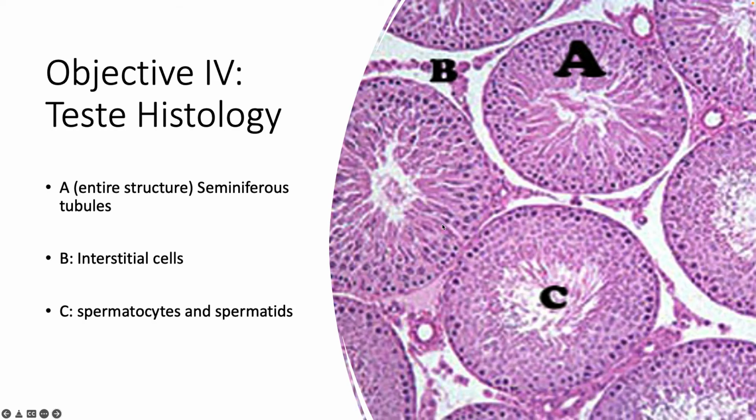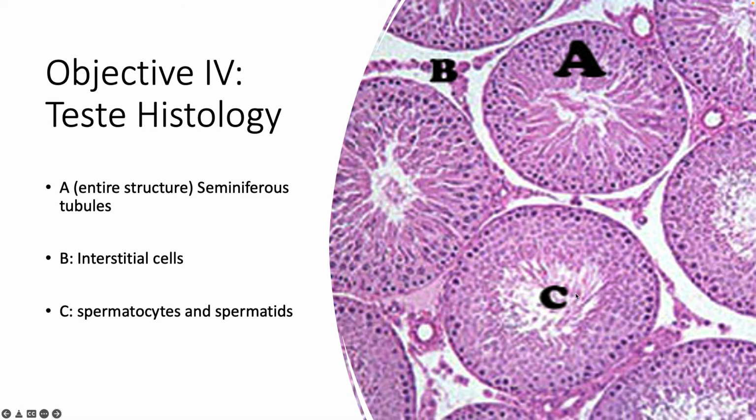Moving on with Objective 4, we need to be able to identify a couple different things histologically. What you're looking at here is a cross-section of some seminiferous tubules inside of the testes. These seminiferous tubules are going to consist of spermatozoans, spermatocytes and spermatids. The outside is where all the spermatocytes are, and then they differentiate and grow inwardly until they reach the inside of the tube where they become spermatids, and then they leave through the tube and out into the epididymis, where they're stored and then eventually ejaculated.